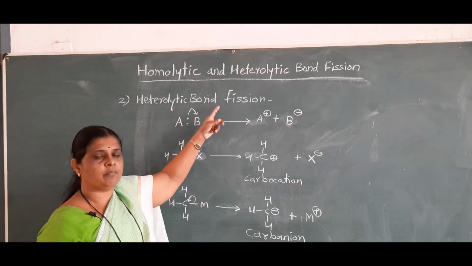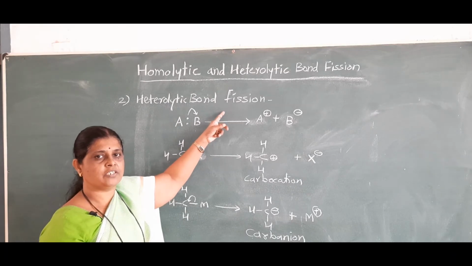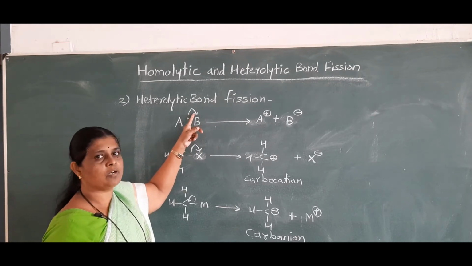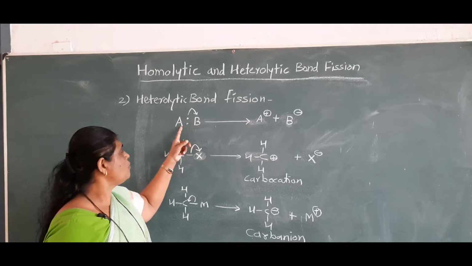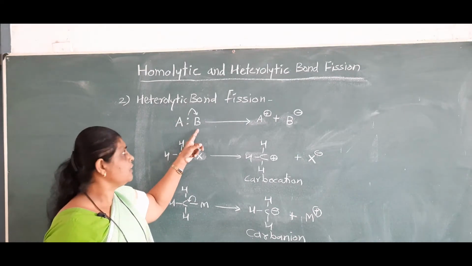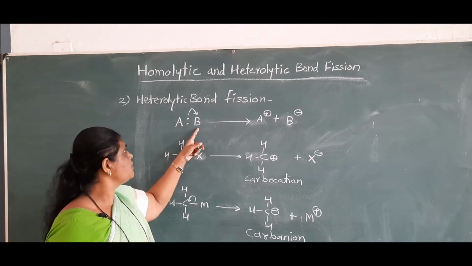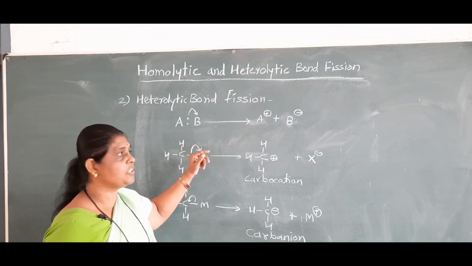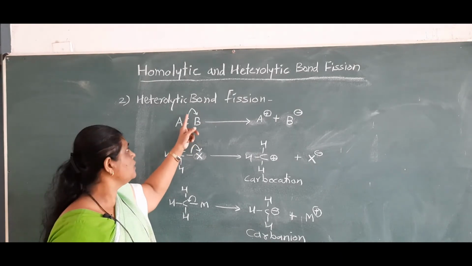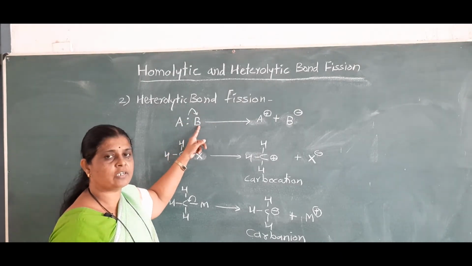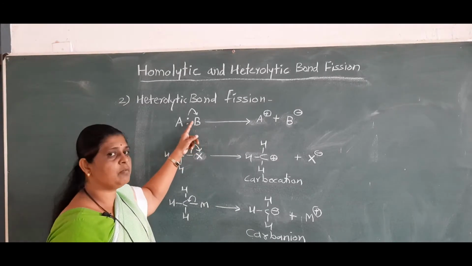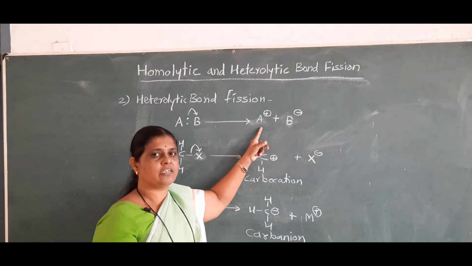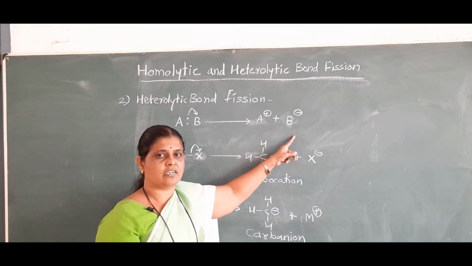In case of heterolytic bond fission, unsymmetrical cleavage takes place. And to show heterolytic bond fission, such type of curved arrow is used. Suppose the molecule AB, and in that AB molecule, B is more electronegative than A. And during the course of bond fission, the shared electron pair is shifted towards the more electronegative atom, that is B. And after bond fission, two ions are formed. One is a positively charged ion and another is a negatively charged ion.